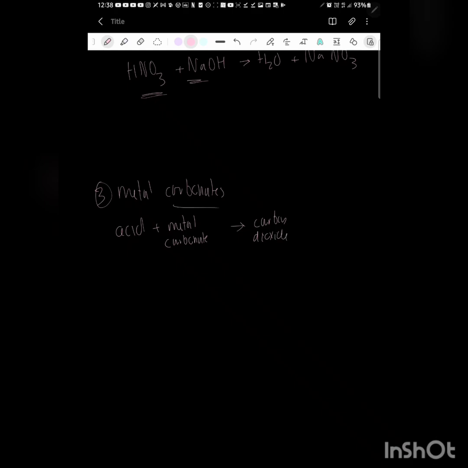And you can remember that because carbonate's carbon dioxide, same thing. Well, same thing, but it sounds similar. Water and then salt.